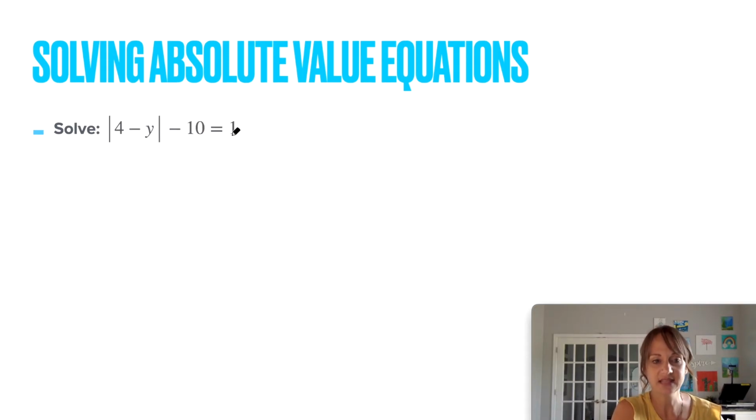Okay, in this case, again, same thing. You need to solve for the absolute value first. So I'm going to add 10 to both sides. I'll get 4 minus y equals 11.